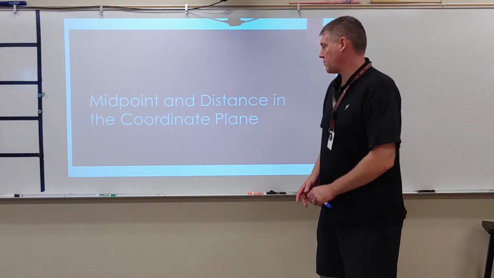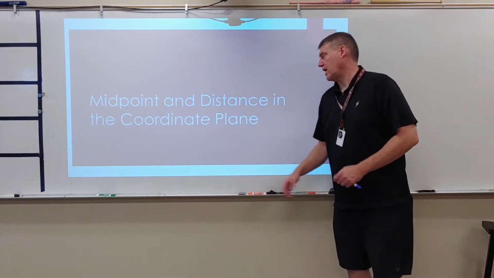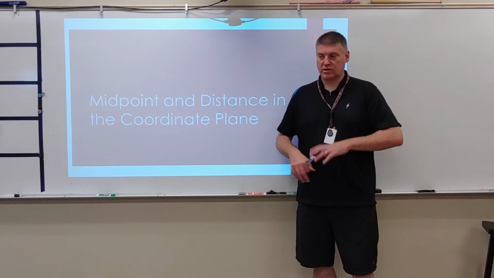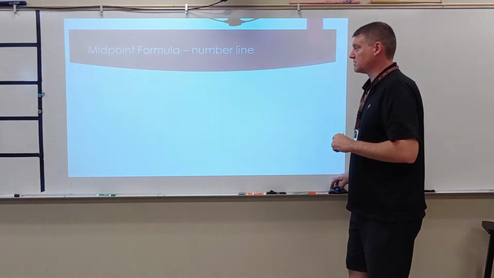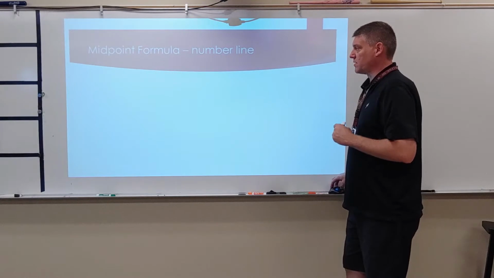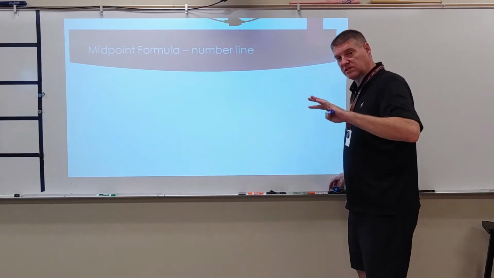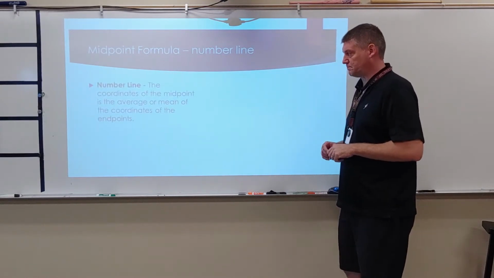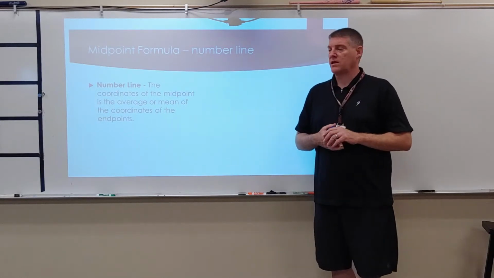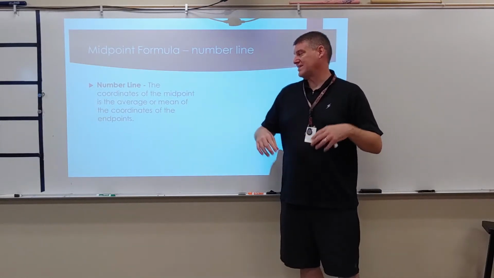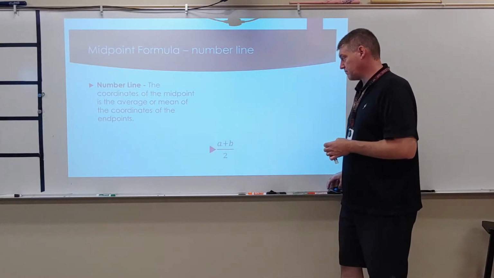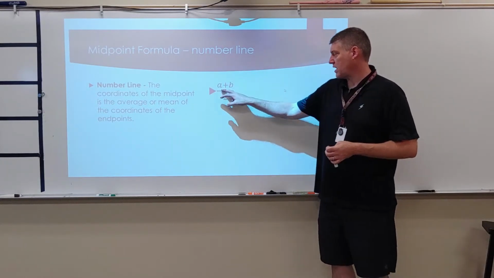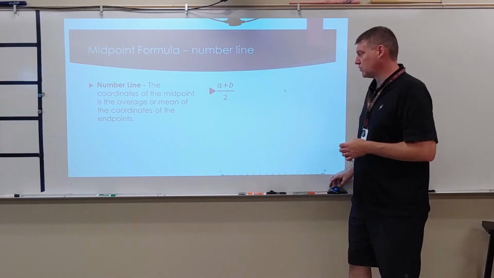Alright, we're going to talk about midpoint and distance in the coordinate plane. So we're going to talk about the midpoint formula, the distance formula, all that good stuff. So the midpoint formula on the number line. So this is only the number line. On the number line, the coordinate of the midpoint is the average or mean of the coordinates of the endpoints. So it's going to be a plus b over 2.